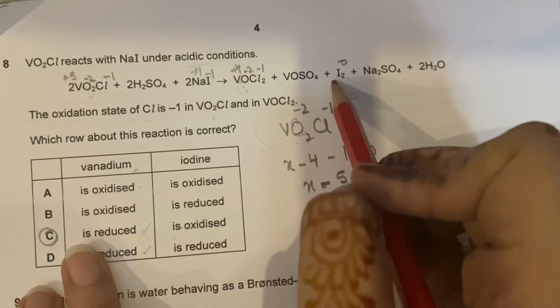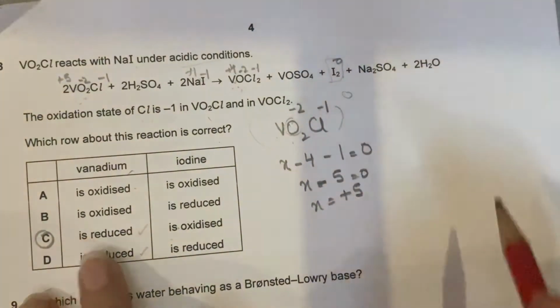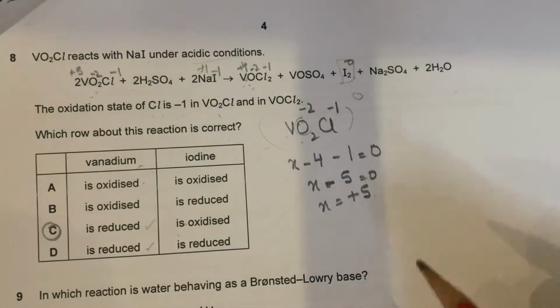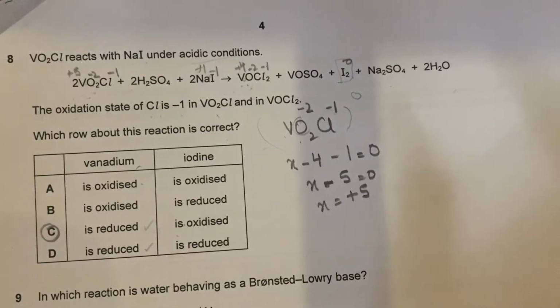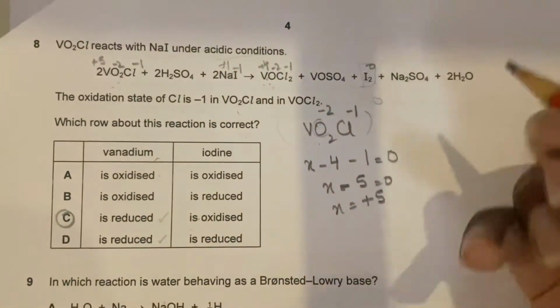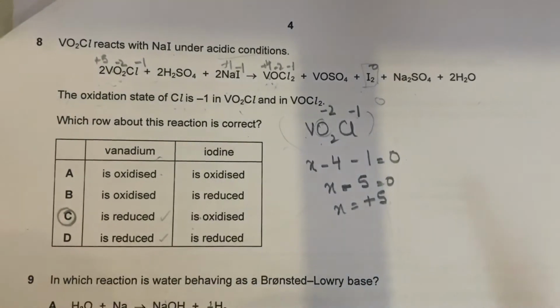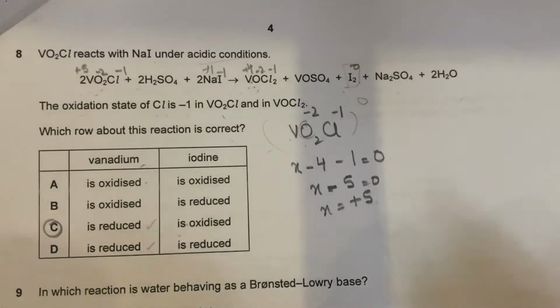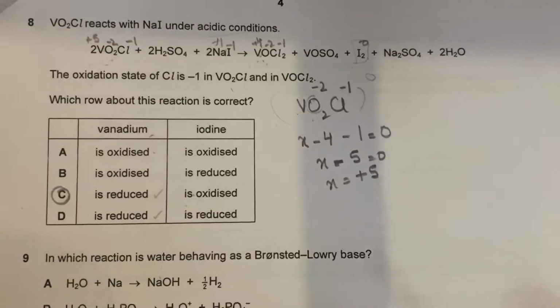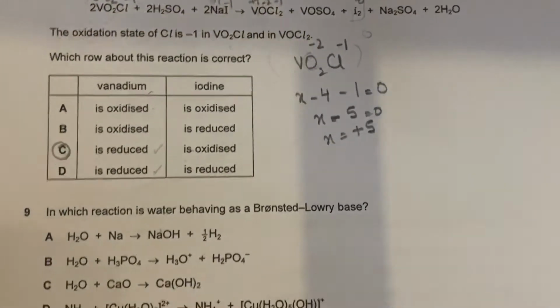And an atom which is occurring as an element basically, जिसके साथ और कोई एटम नहीं अटैच्ड, that is always 0 क्योंकि उसका overall charge is always 0. Now let's move forward.